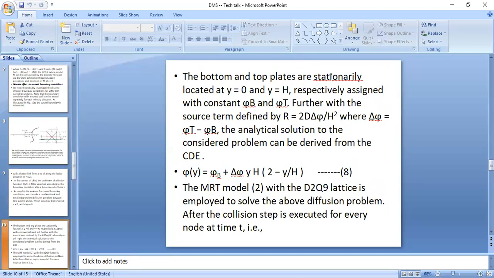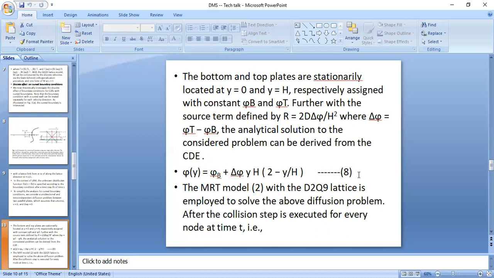The bottom and top plates are stationarily located at y equals 0 and y equal to H, respectively, assigned with constant φ_b and φ_t. Further, with the source term defined by R equal to 2Δφ/H², where Δφ equal to φ_t minus φ_b. The analytical solution to the considered problem can be derived from the CDE: φ(y) equal to φ_b plus Δφ (y/H)(2 minus y/H).